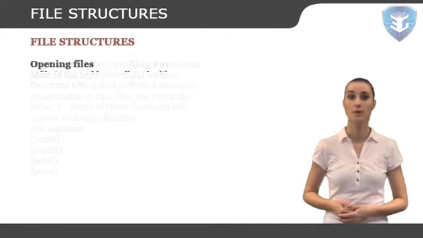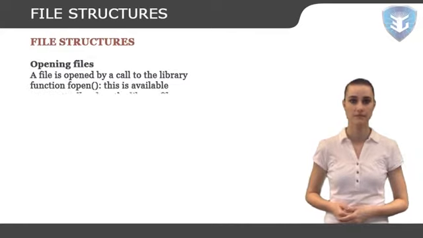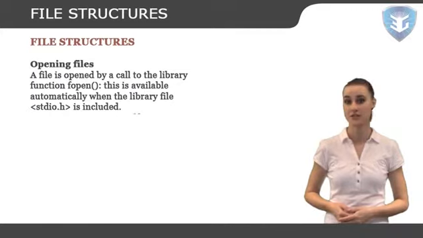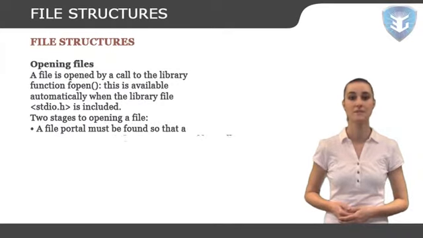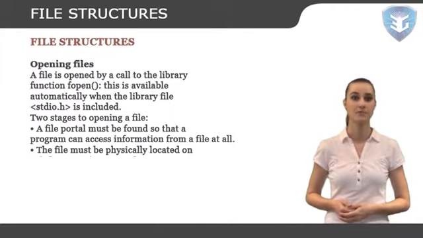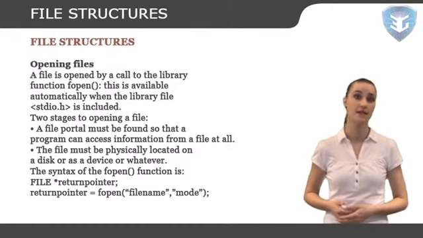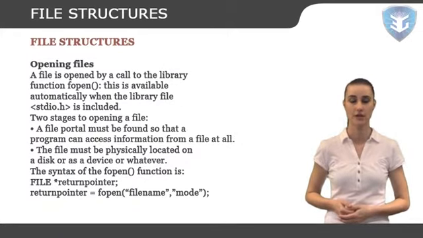Opening files. A file is opened by a call to the library function fopen(). This is available automatically when the library file stdio.h is included. There are two stages to opening a file. Firstly, a file portal must be found so that a program can access information from a file at all. Secondly, the file must be physically located on a disk, or as a device, or whatever. The fopen() function performs both of these services, and if in fact the file it attempts to open does not exist, that file is created anew. The syntax of the fopen() function is shown here.